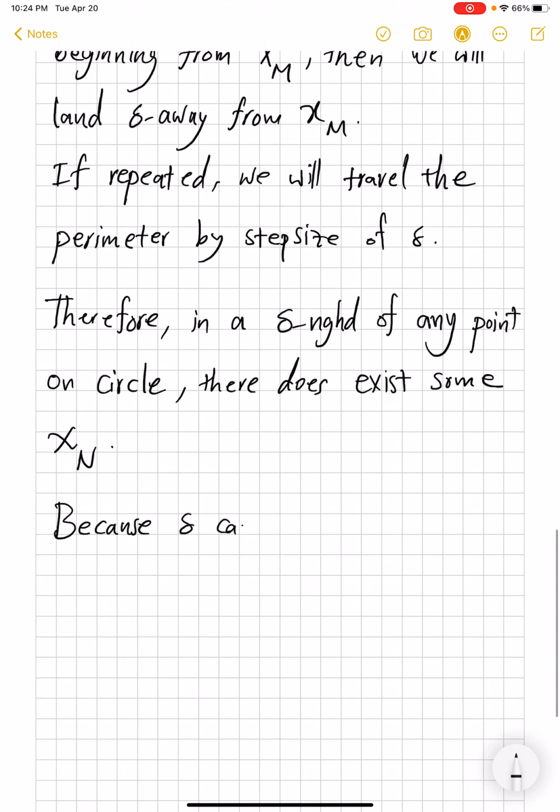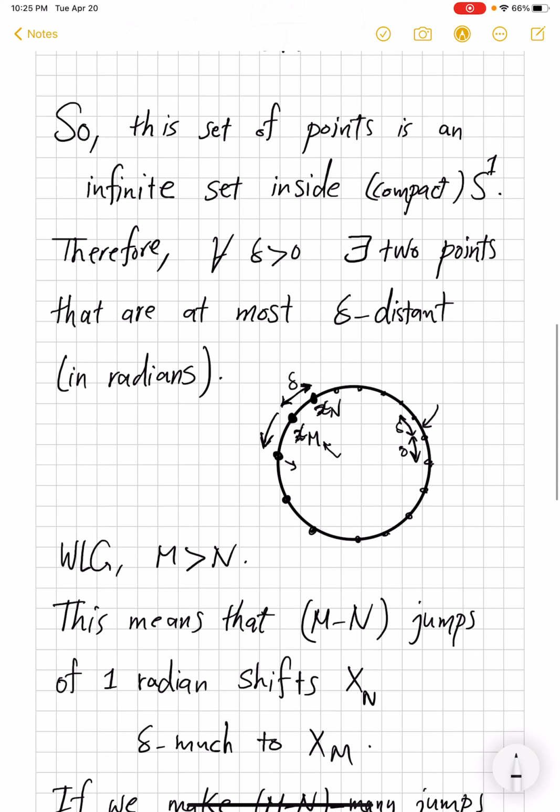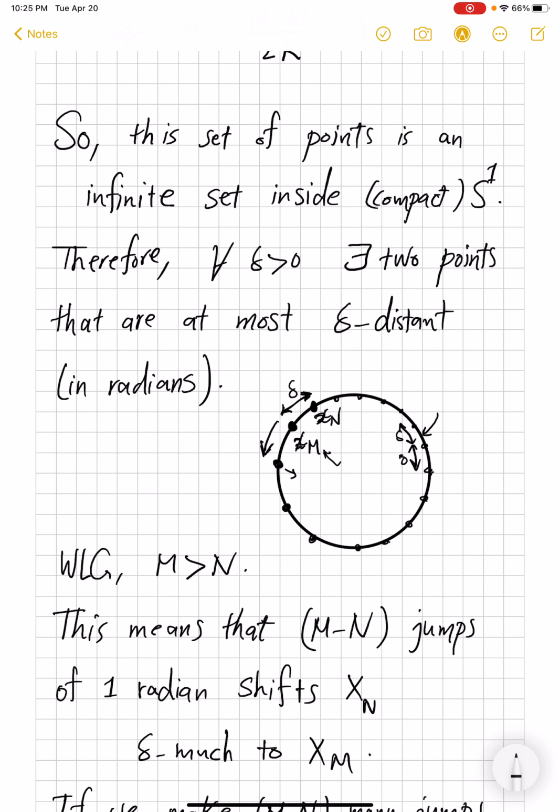arbitrarily small, this proves density of the set of xn's, n from 1 to infinity. So maybe notation can be improved, but the geometry is there, so you shouldn't be struggling with convincing yourself why we can travel at any small step size that we wish. So ultimately, you have proven that in any delta length of arc, there do exist some of these integer points. And this delta can be chosen arbitrarily small, so these points are everywhere at every scale. And that proves density.